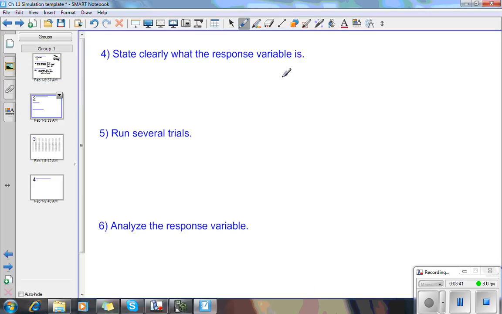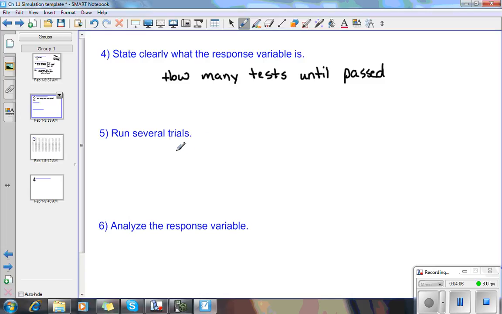State clearly what the response variable is. We'll look at the question. It says the average number of tests drivers take in order to get a license. So how many tests until pass? That's my response variable. Okay, run several trials.